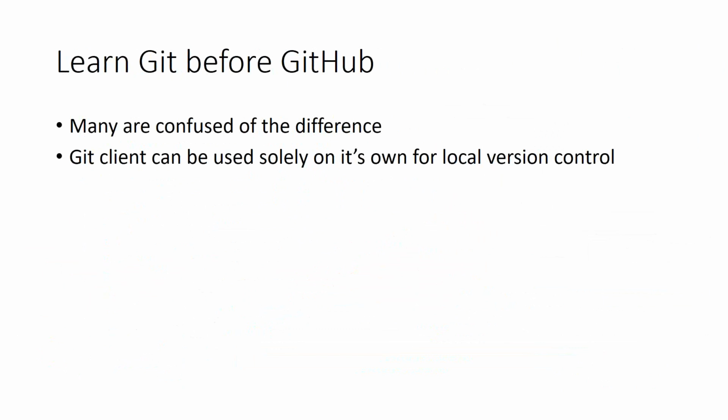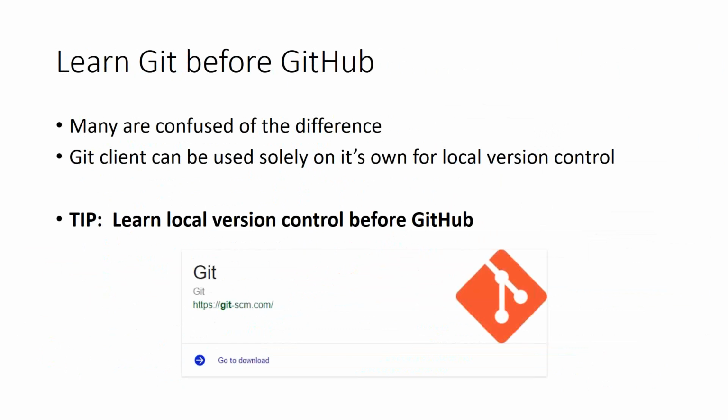So then, relaying to these guys to use Git, it's very important for them to understand they need to be using this for just local version control first. Don't even worry about GitHub. Just download Git and use that to manage code locally.